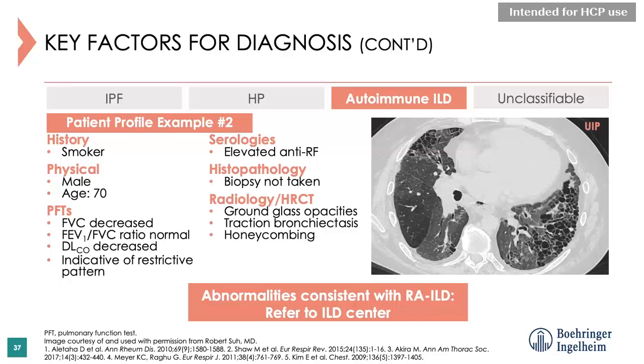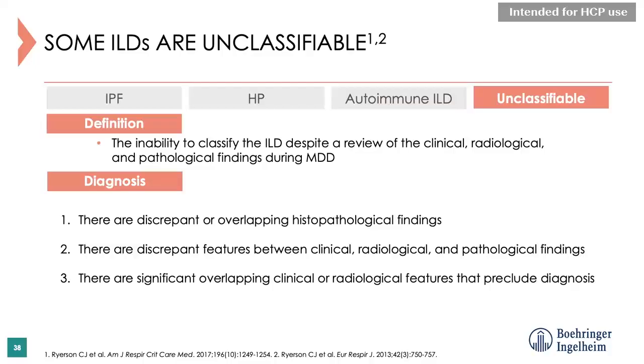Patient has a positive rheumatoid factor, and again, a biopsy is not necessarily taken, but if the patient has joint symptoms that are consistent with rheumatoid arthritis, and again, getting a rheumatologist involved is important, you would make a diagnosis of rheumatoid arthritis-associated ILD, and again, consider referring the patient to a center of excellence.